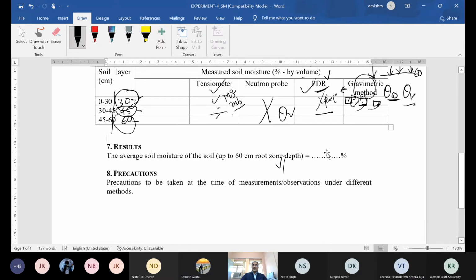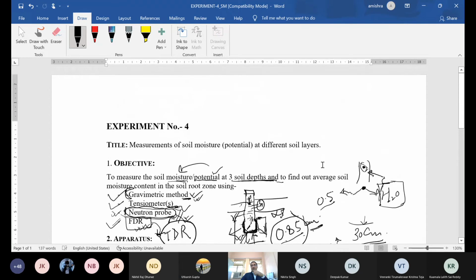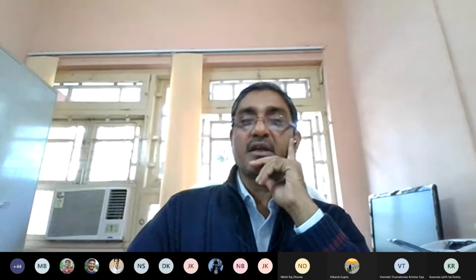So these are the objectives of measuring soil moisture or potential, and finally calculating the soil moisture content of the soil. So I put there one video. If you just see or download it, that is experiment 4, soil moisture measurements. Can you see this? That is in the files section, general documents, general and class material file, experiment 4, soil moisture measurements. Can you see that? Yes, sir, it is there.